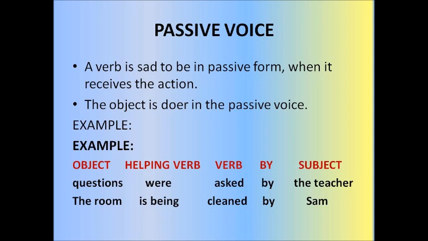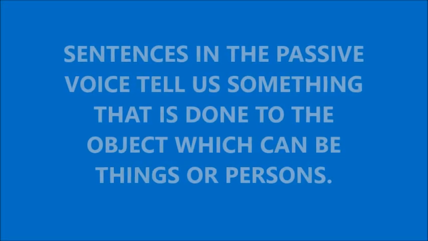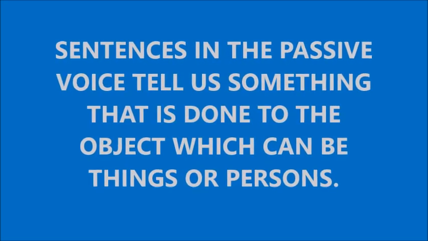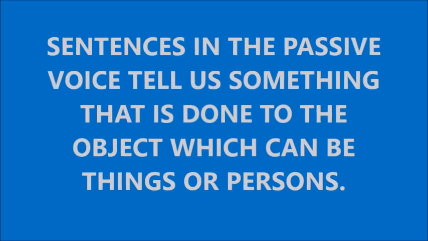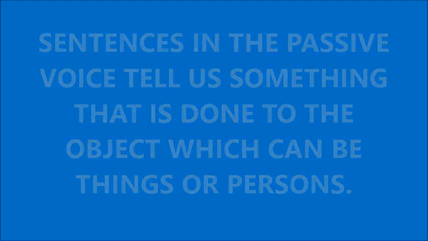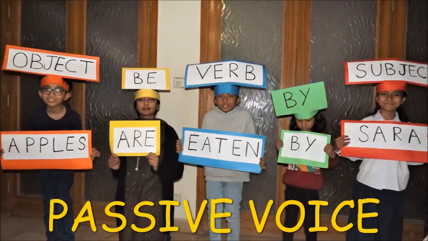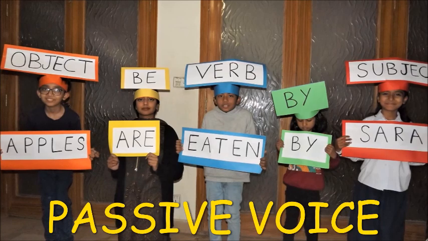Passive voice: a verb is said to be in passive form when it receives the action. The object is the doer in the passive voice. Example: questions were asked by the teacher. The room is being cleaned by Sam. Sentences in the passive voice tell us something that is done to the object, which can be things or persons. This is the complete structure of passive voice.